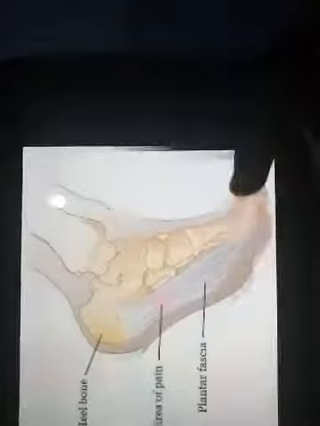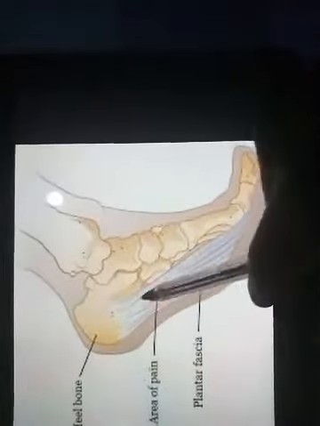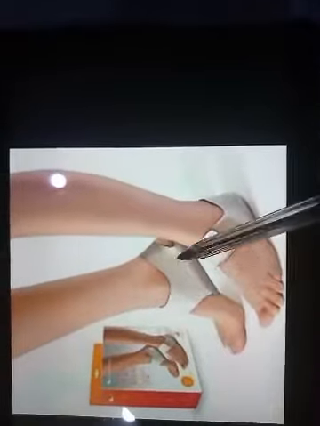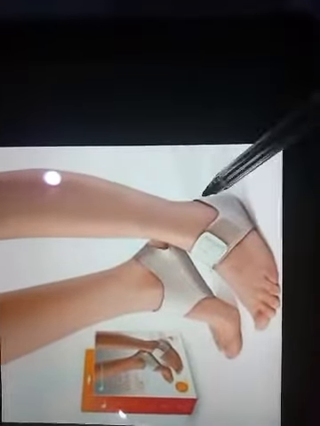Under the foot, we can see the plantar fascia. The whole structure here is called the plantar fascia. This is a foot orthotic. I mentioned it earlier on. It helps to reduce the impact of the foot on the ground, so it's also a very important device.